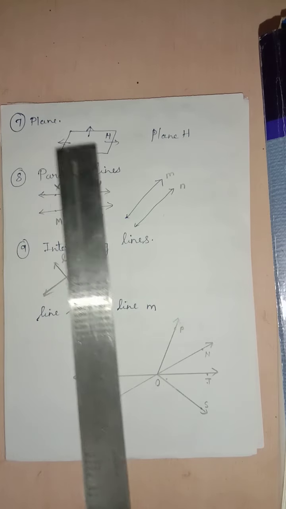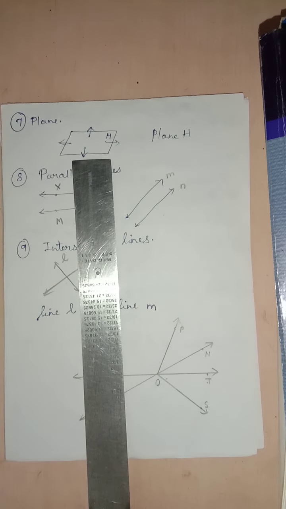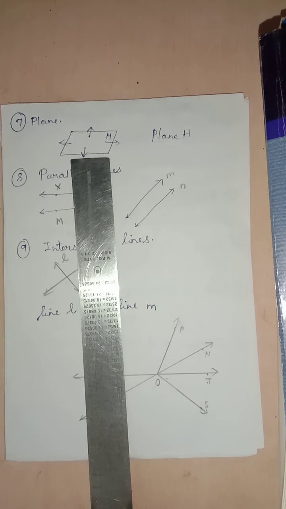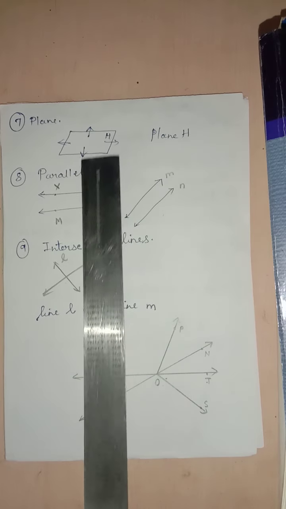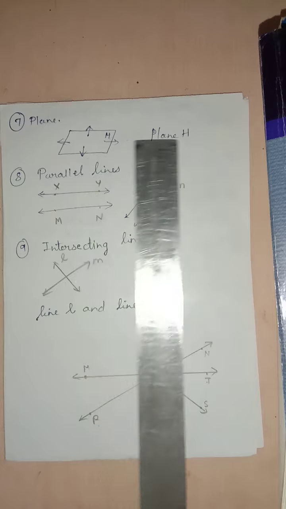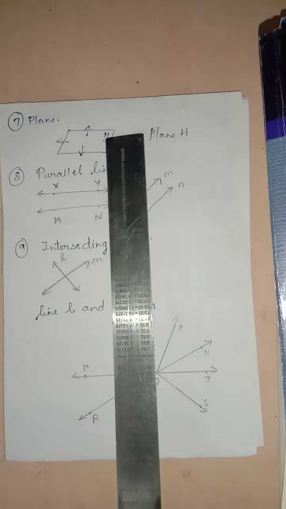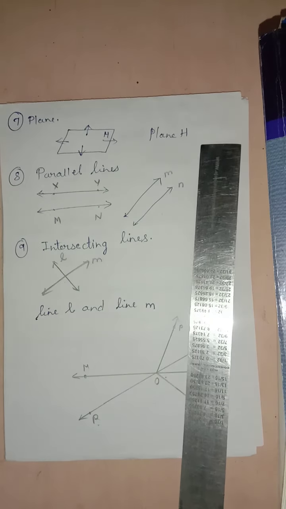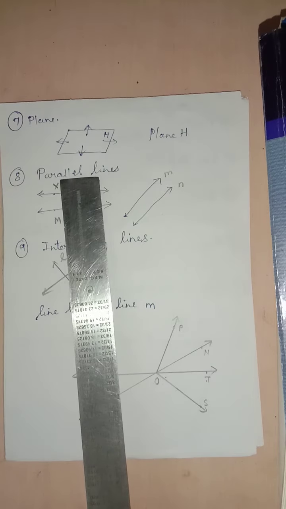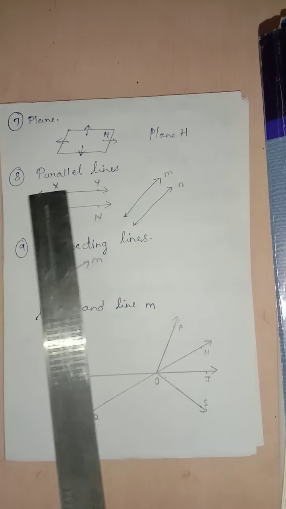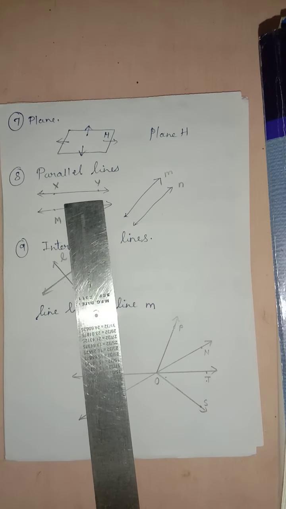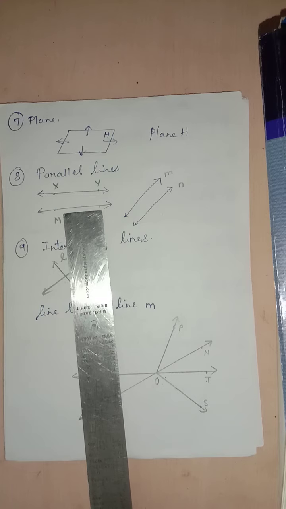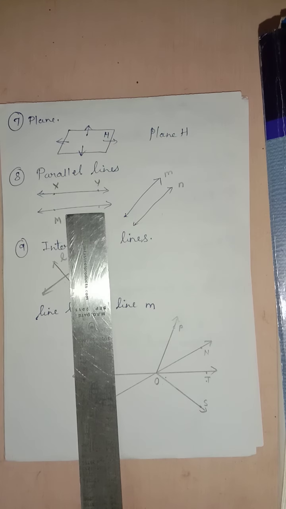Okay, now plane, you can see how it is. A plane surface is called a plane. So these 4 arrows tell us that a plane extends in all 4 directions. It is always named with a capital letter and it is read as plane H. Now the next thing, that is parallel lines. The lines which are going in the same direction and not joining or intersecting each other are called parallel lines.